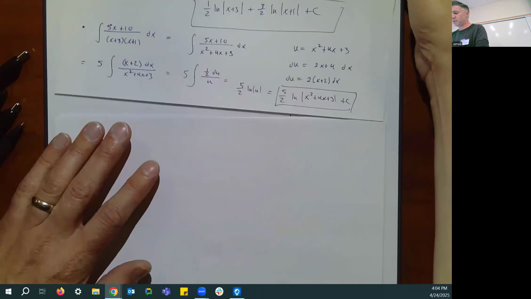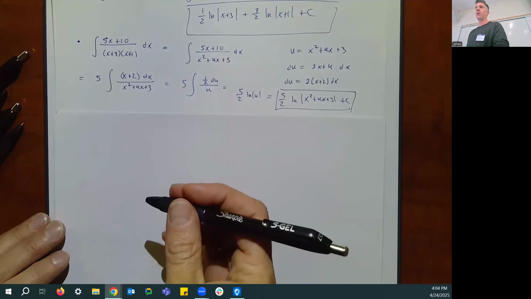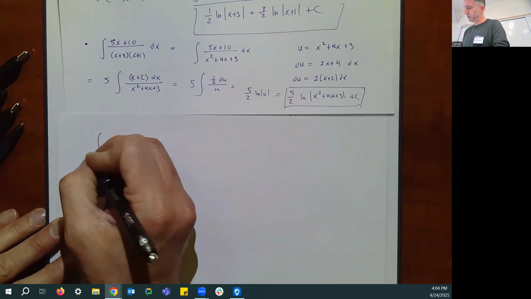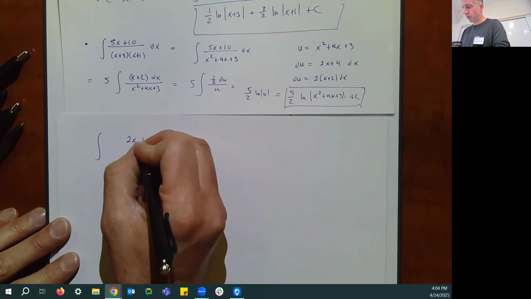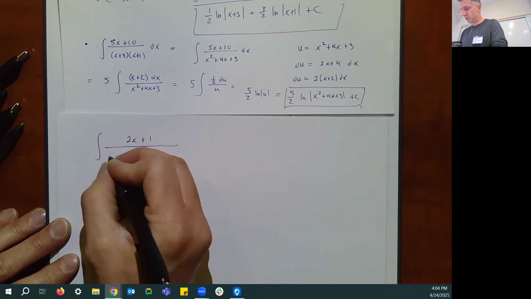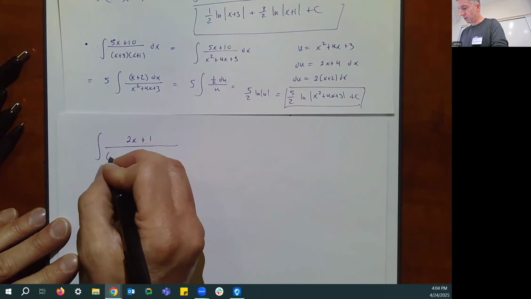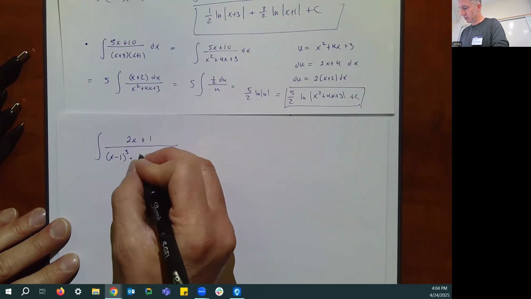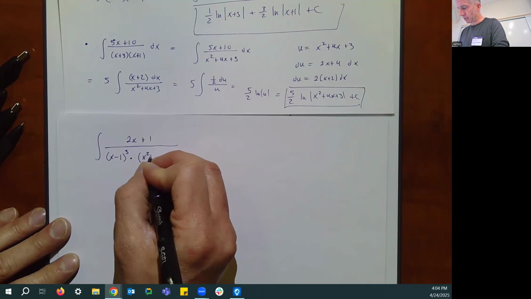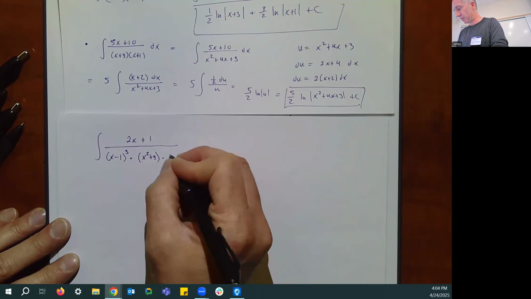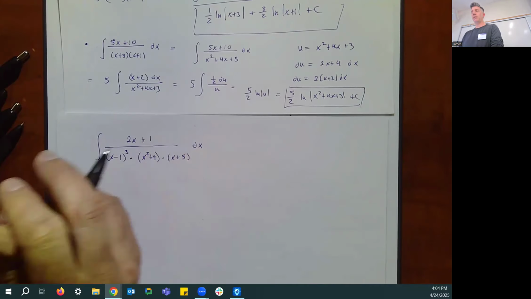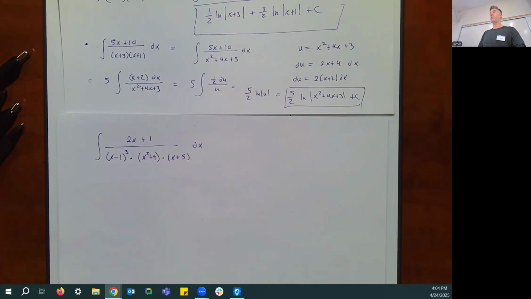So we're not going to do this next integral, but I'm going to point out the more general idea. If I was trying to integrate something like (2x plus 1) over, this is going to be really awful, (x minus 1) cubed times (x squared plus 9) times (x plus 5). I just want to show you what the partial fraction decomposition would be so that you know what you're supposed to do for all the things.